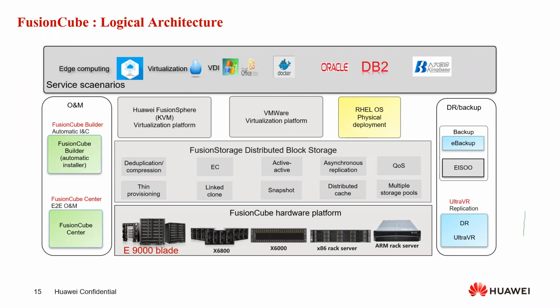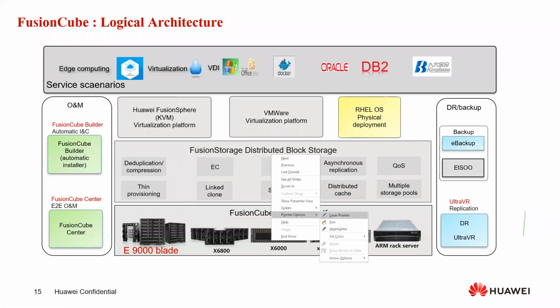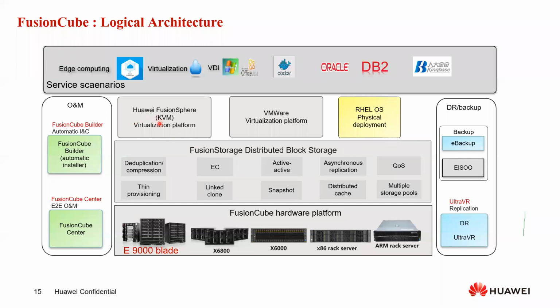While we're talking about FusionAccess, the virtualization layer will be Huawei FusionSphere, and FusionAccess is supported by this one. And we get the operation and maintenance window, FCC, FusionCube Center. We do the end-to-end monitoring and operation. We can provision the VMs, provision the volumes, and assign the volumes to the host as per the requirement. On top of the virtualization layer, as I explained, we can use it for virtualization, or we can deploy VDI. Today's topic, the service scenario, is VDI. And we can also use it for Docker, Oracle, or database scenarios.